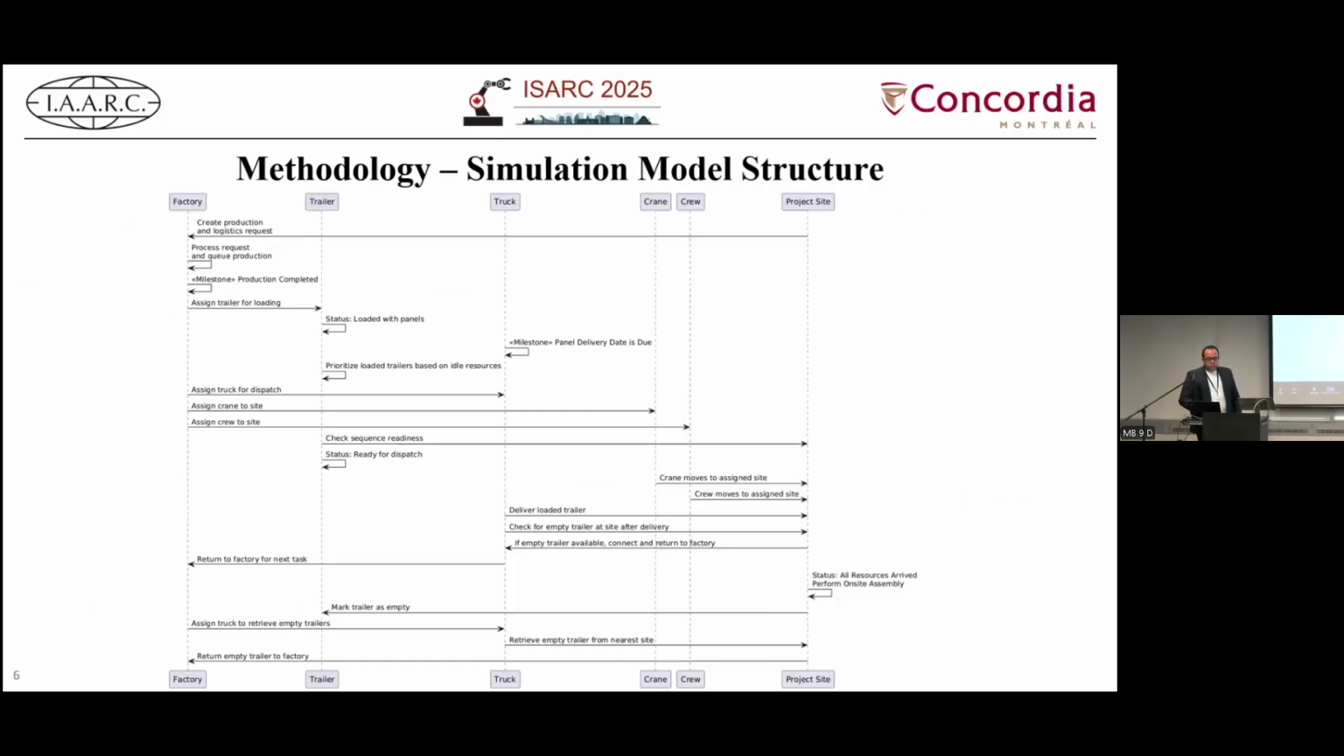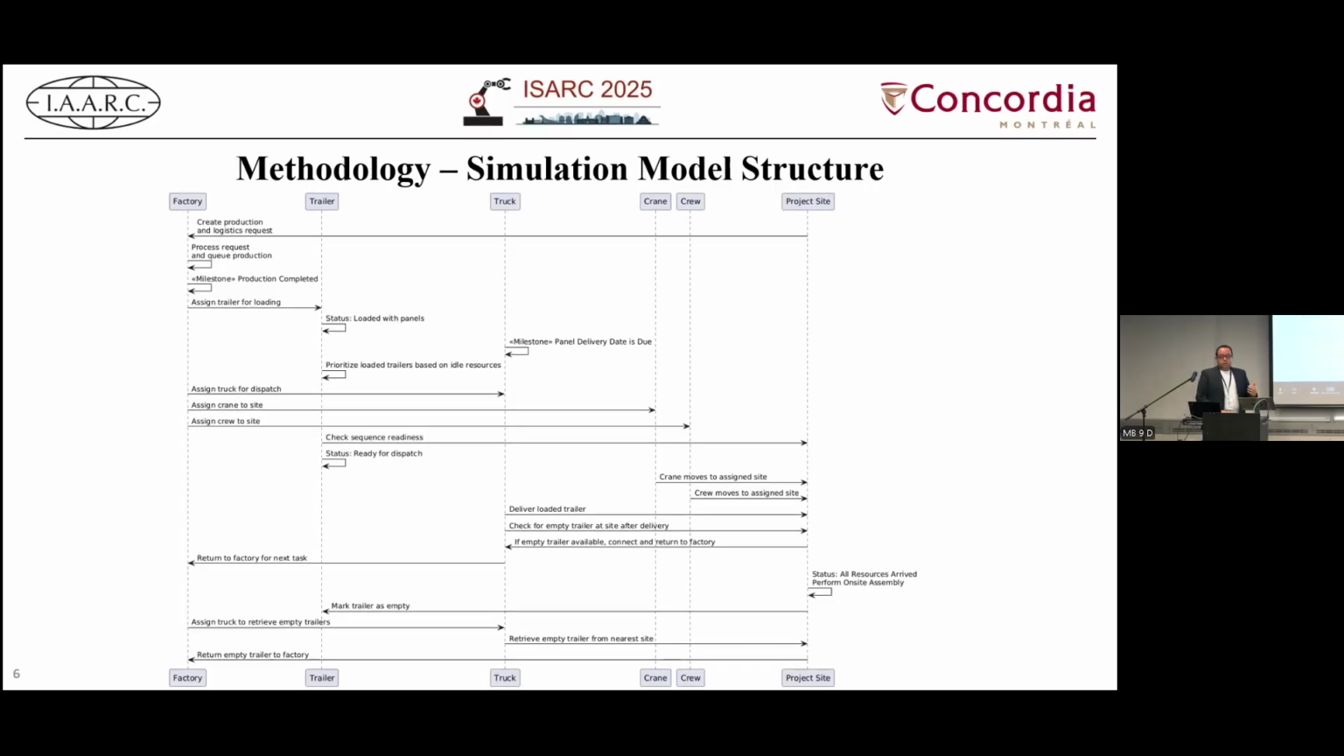Here is how the simulation model is structured. We have different agents, each agent representing a supply chain entity. For example, we have the factory, the trailers, the trucks, and the project sites. These agents communicate with each other using the embedded logic of the algorithm. For example, production orders are sent to the factory, then the produced panels are loaded onto the trailers, and trucks are assigned to take these trailers to the site.